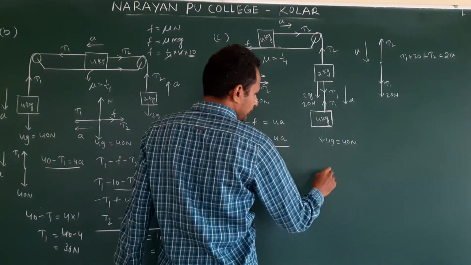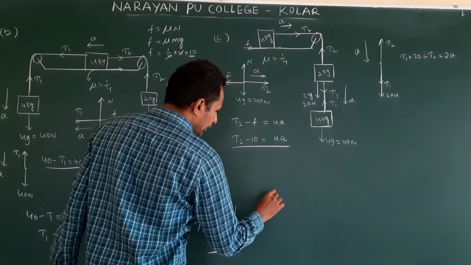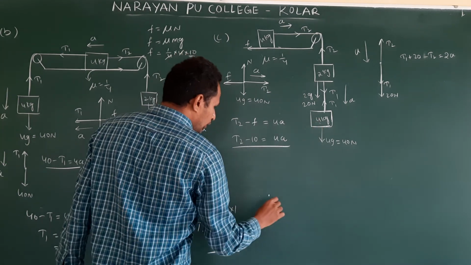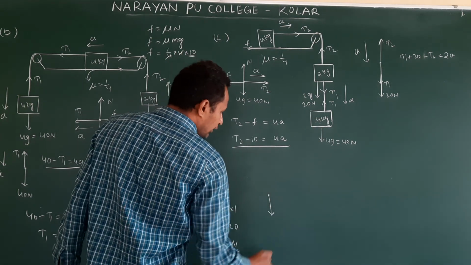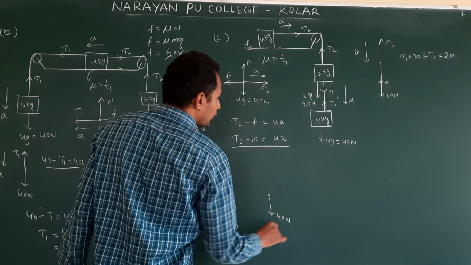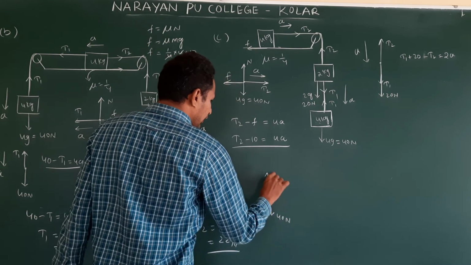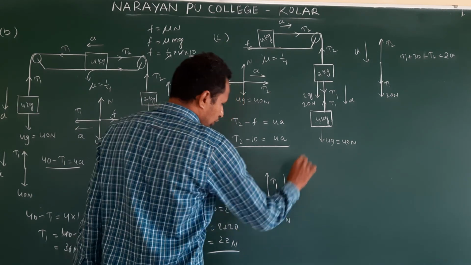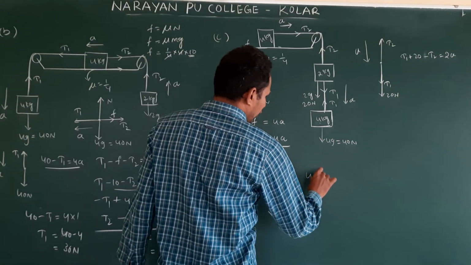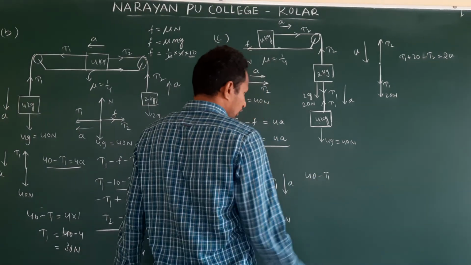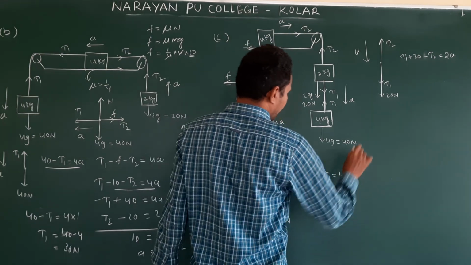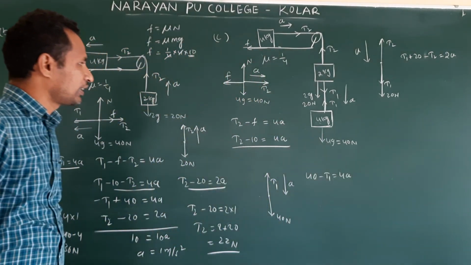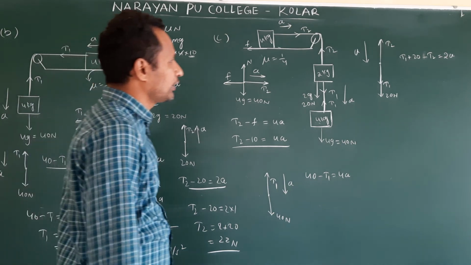object's free body diagram. Here I am writing, this is the weight acting 40 Newtons downwards. T1 acting upwards, it is accelerating down. Then how do you write the equation? 40 minus T1 is equal to 4A. 3 equations are there. You add these 3, you will get the answer.